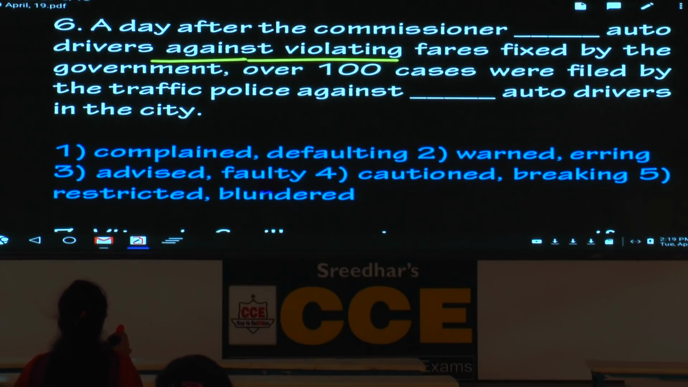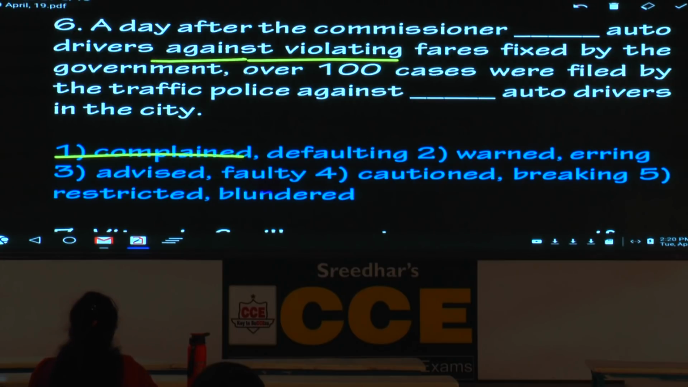Now, what is the first pair? A day after the commissioner complained auto drivers. Does it sound right? Please mark it wrong. A day after the commissioner warned auto drivers. Usually they warn the auto drivers, and against what? Violating fares fixed by the government. This seems right. And what is the second word here?